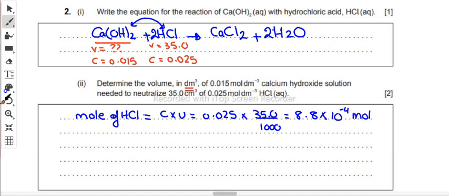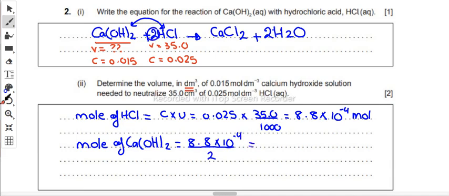Now I'm going to continue with my mole ratio. So if I want to find out the mole of the calcium hydroxide, it is half the mole number of the hydrochloric acid. So it is 8.8 times 10 to the power of negative 4 divided over 2. Here I'm referring to the mole ratio, of course. So this would be 4.4 times 10 to the power of negative 4.